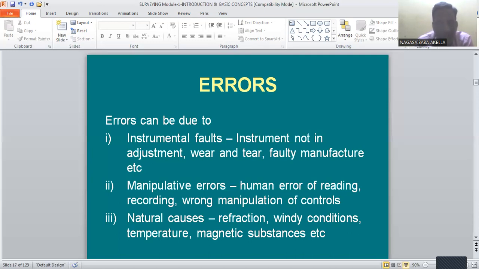And if you do survey in high temperature, at mid noon in summer, it will give wrong readings. And in the presence of magnetic substances in the ground, if you do survey with a compass, local attraction will occur. So these all come under natural causes.